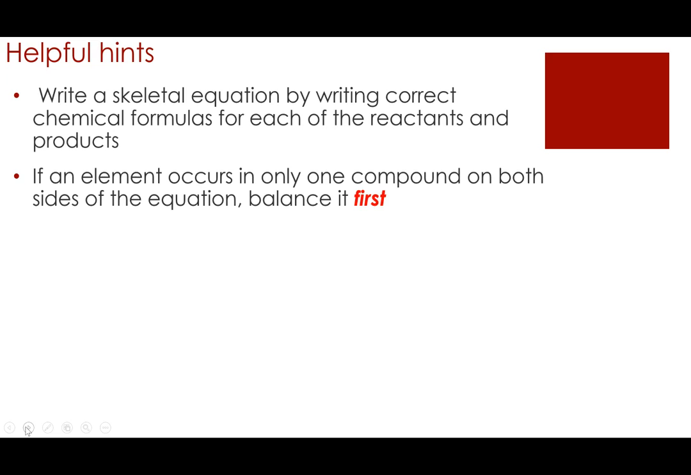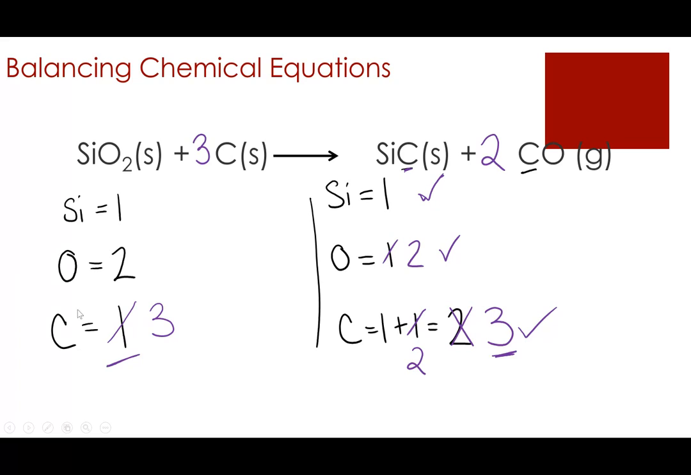Next, once you start balancing, if an element occurs in only one compound on both sides of the equation, balance it first. So let me show you an example of this. Here, we balanced oxygen first. Why did I pick oxygen? Because oxygen is in one compound on the reactant side, one compound on the product side. So that made it pretty easy to balance first. And everything else shook out from there.